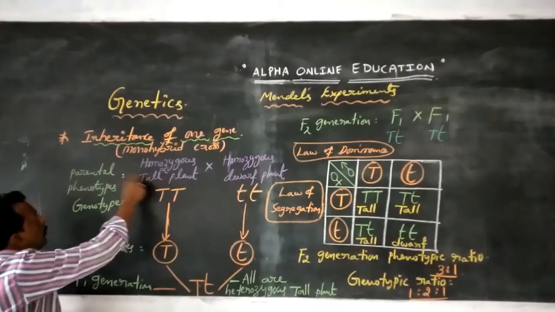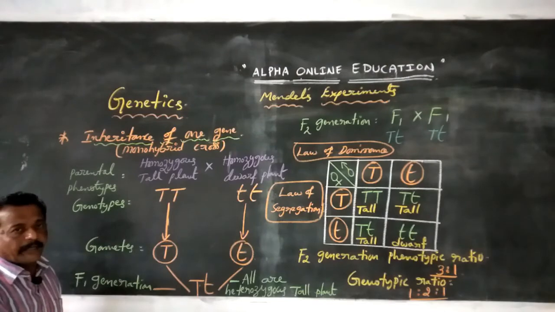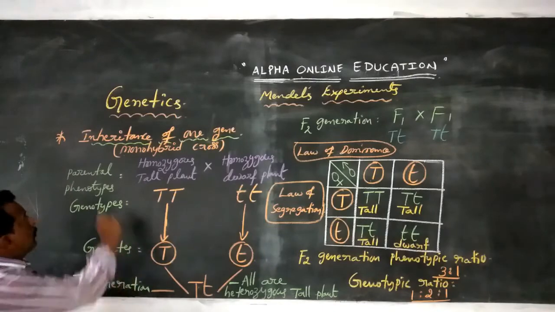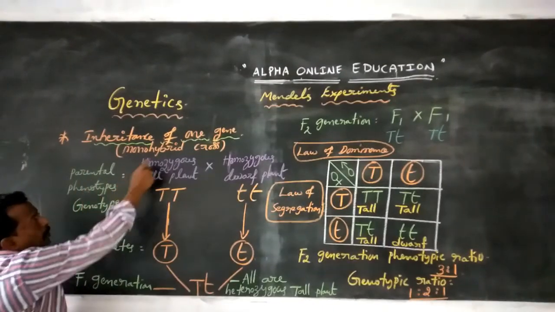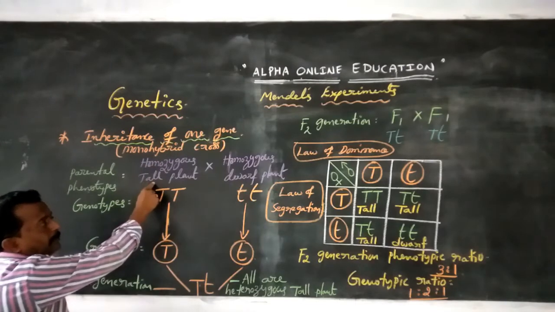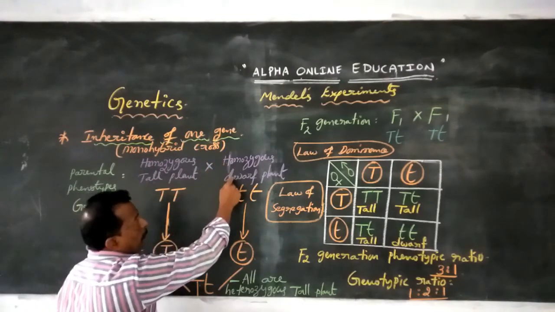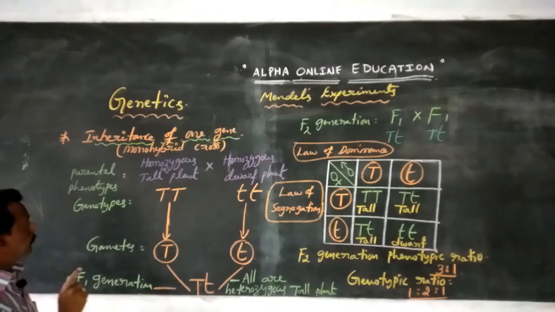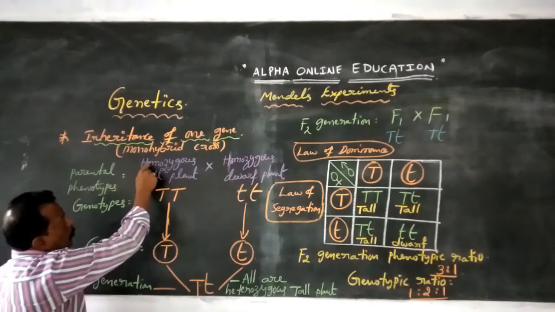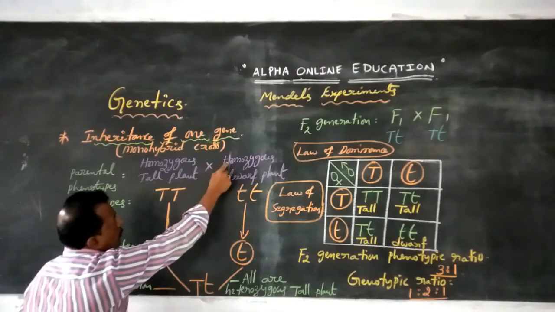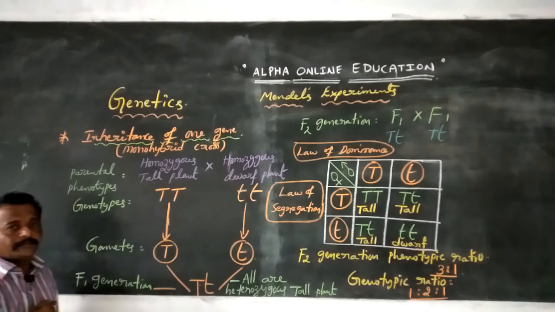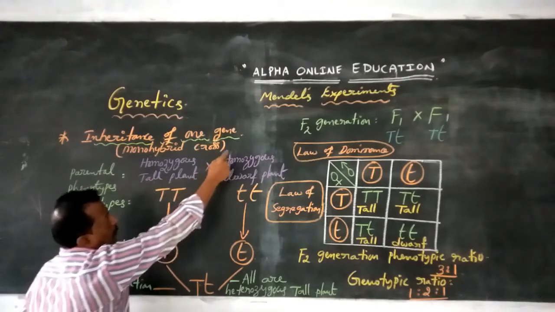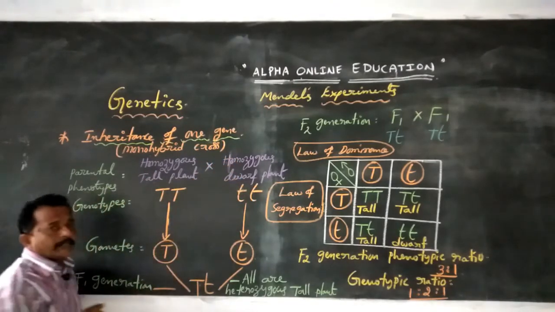These two are the parental phenotypes. The parental phenotypes are the dominant homozygous tall plant and the recessive homozygous dwarf plant. Now next, the homozygous tall plant is crossed with the homozygous dwarf plant, the dominant homozygous tall plant crossed with the recessive homozygous dwarf plant.